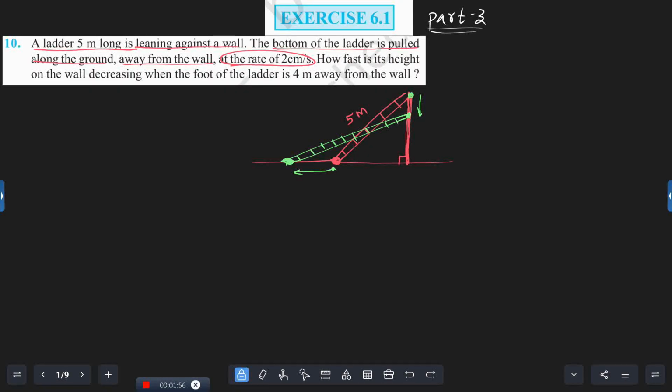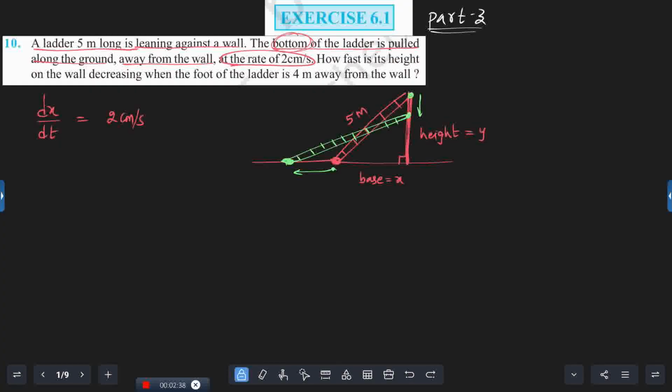So the bottom is pulled. If you take the bottom of the right angle triangle as the base, suppose base is equal to x, and height we will take as h or y. We will take h is equal to y. So, rate of the bottom, what is the meaning? dx divided by dt, which is equal to 2 centimeter per second, since per second is mentioned here.